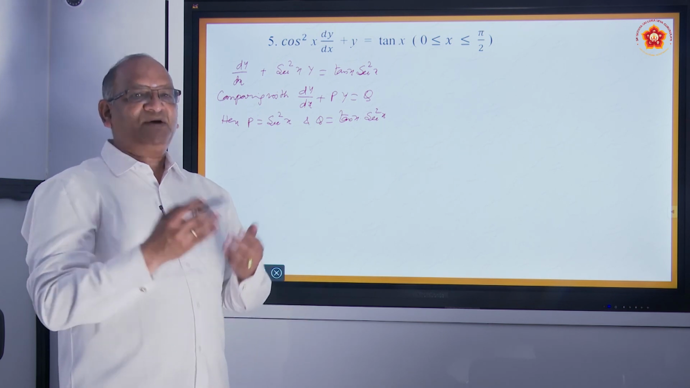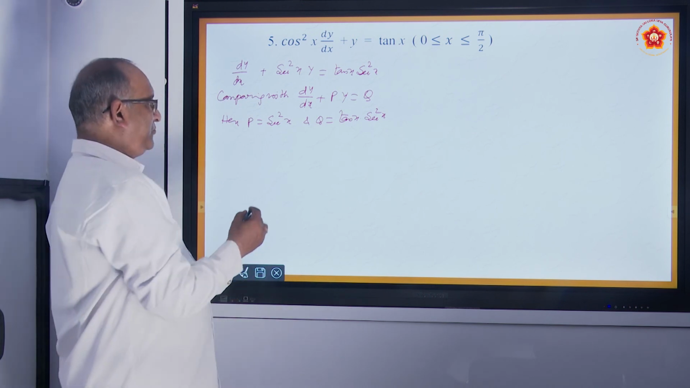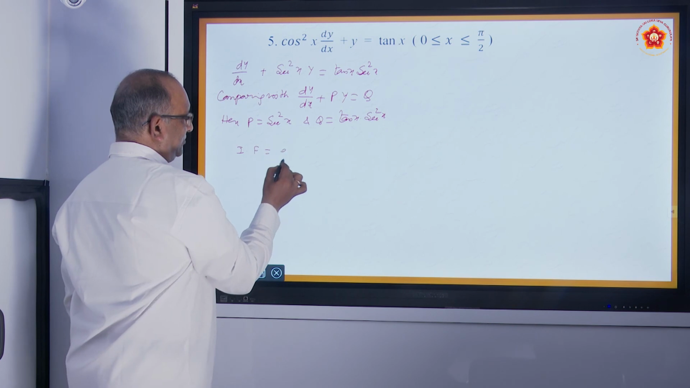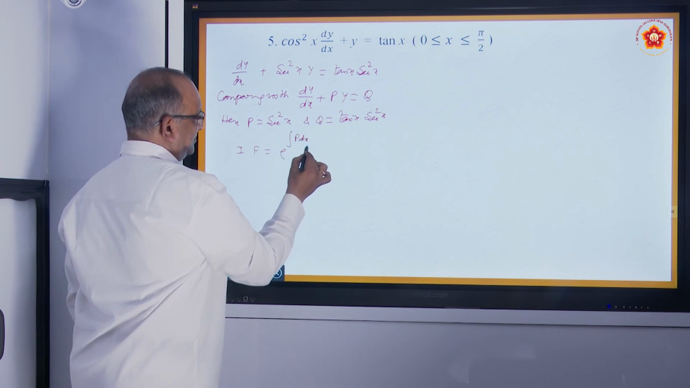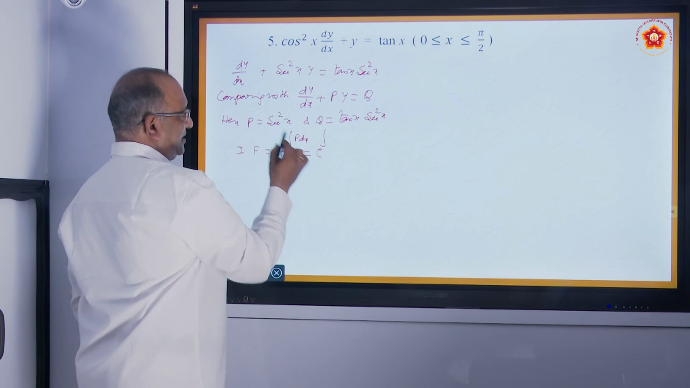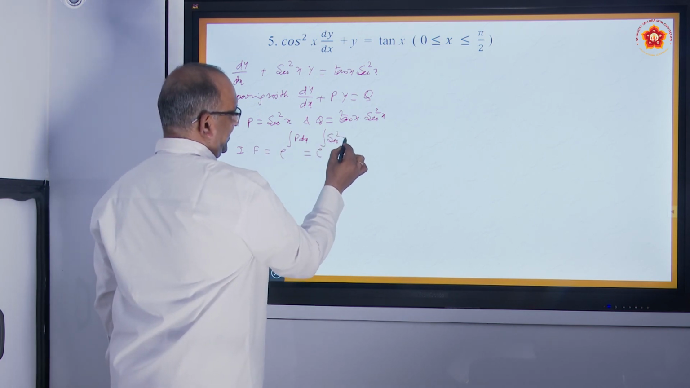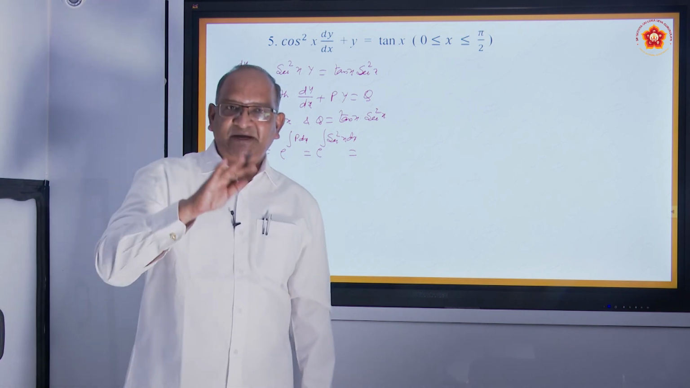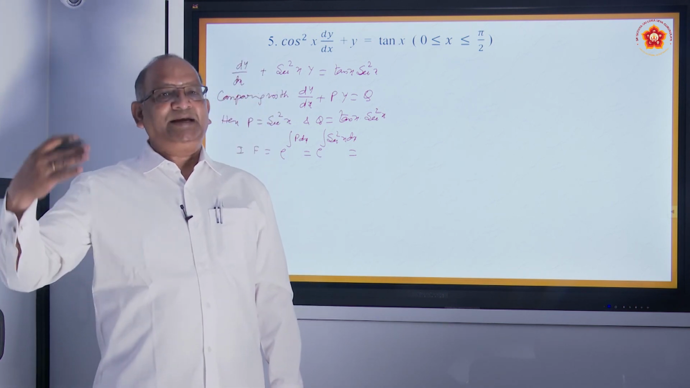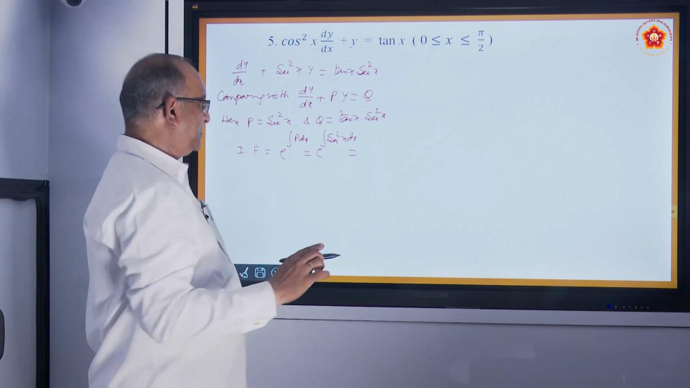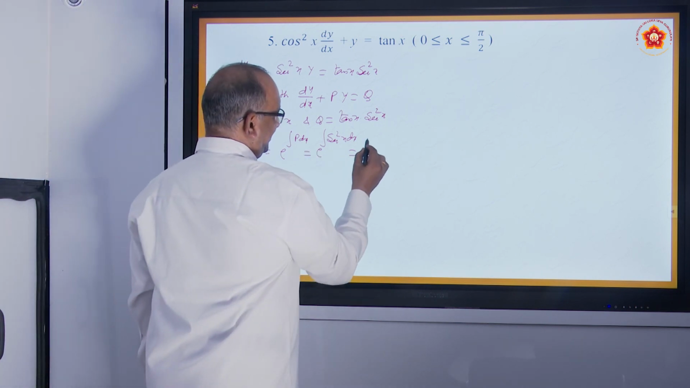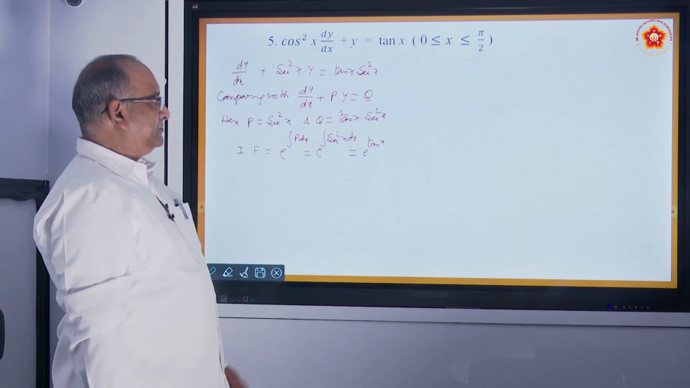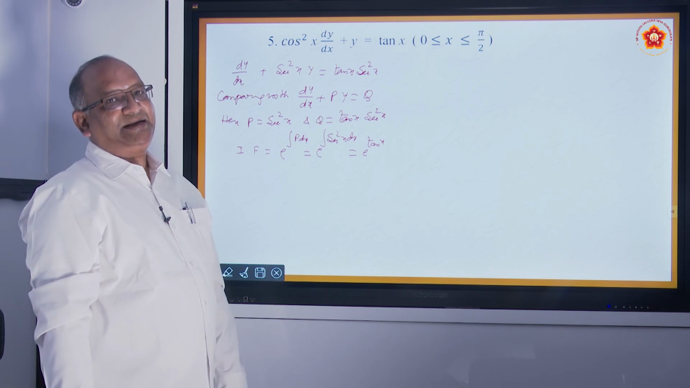What is the procedure? First find out the integrating factor. How do you find the integrating factor? It is equal to e to the power integral of p dx. In other terms, e to the power integral of sec square x dx. What is the integral of sec square x? We know that the derivative of tan x is sec square x. So the integral of sec square x is tan x. So what do you get? e to the power tan x. So we have found the integrating factor.